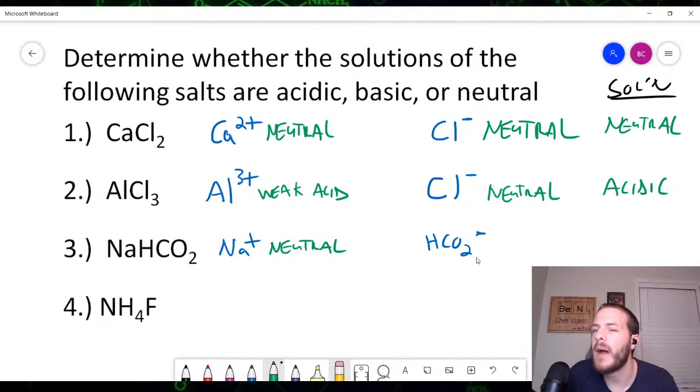Now HCO2-, that's our anion. So the question is, is this anion the conjugate base of a strong acid or the conjugate base of a weak acid? So formic acid, the conjugate acid of HCO2-, is that strong or weak? Well, if you looked it up in your reference tables, you would find that formic acid is a weak acid. So that means that the conjugate base of a weak acid is itself going to behave as a weak base, right? And so since we have a neutral cation and a weakly basic anion, that means that our solution is going to be basic, folks.